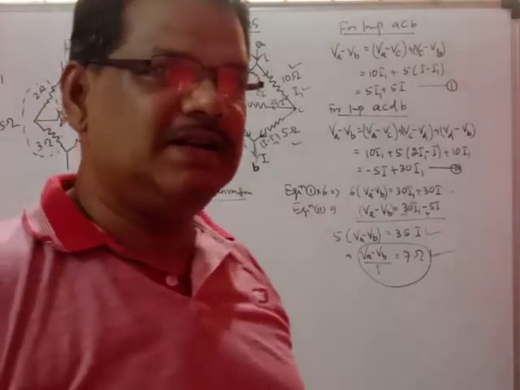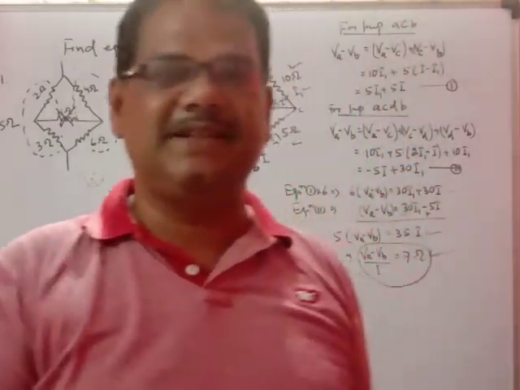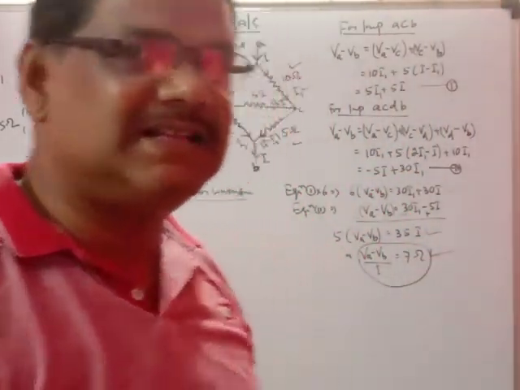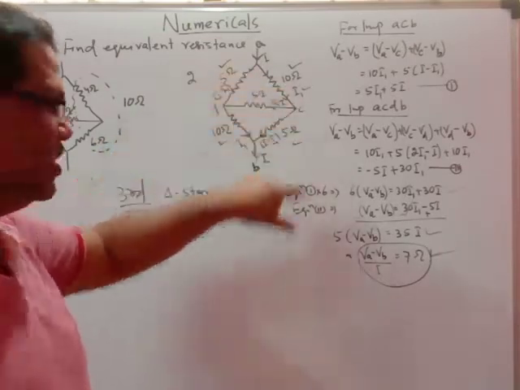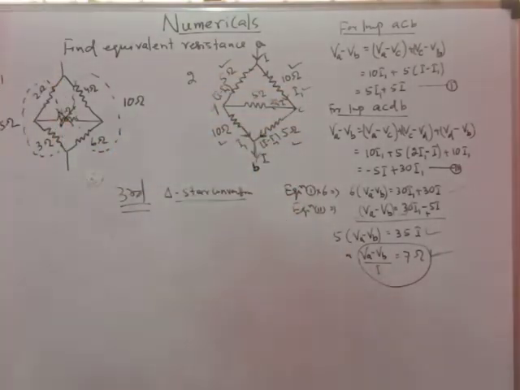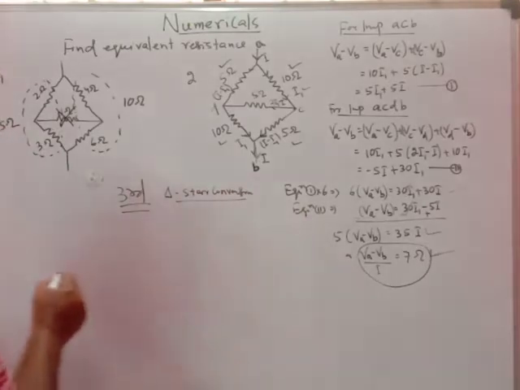What is that delta star conversion method? With the help of the delta star conversion method, you can easily solve for the equivalent resistance of this circuit. What is the delta star conversion method? What is it telling?